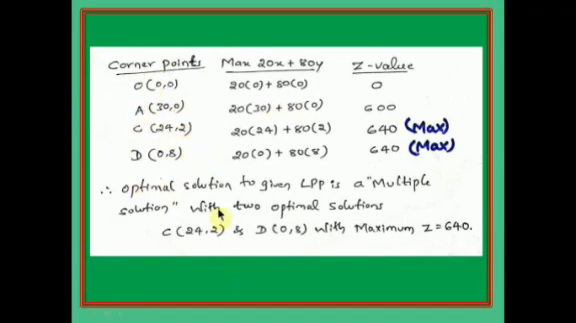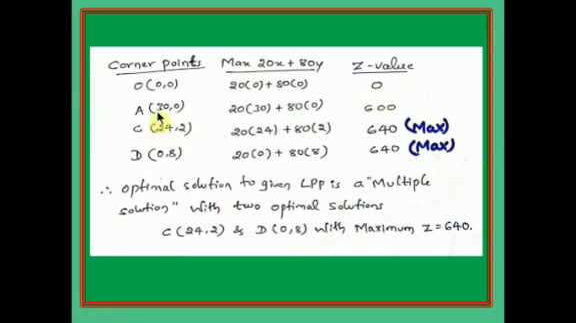From these coordinate points, put in x and y values in this by taking 20 and 80 as constant values. Just x and y have been substituted according to corner points, and then the z evaluation. For example, 20 multiplied by 0 is 0 plus 80 multiplied by 0 is again 0. So 0 plus 0 is equal to 0.